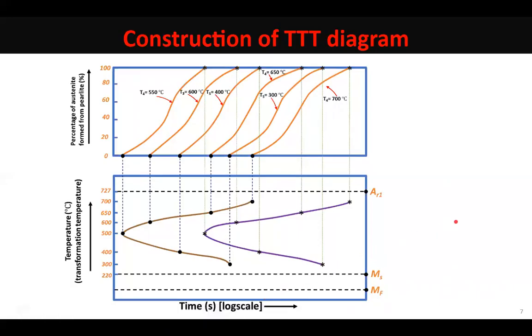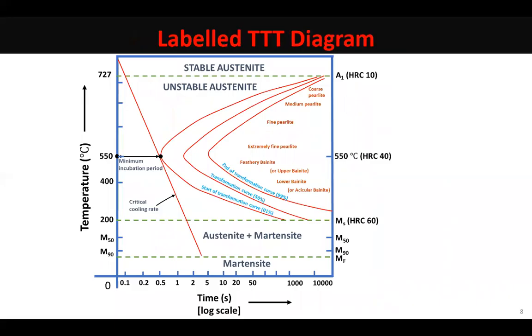Now let me show to you how the triple T diagram looks when we have completely constructed it. So students, this is the upper critical temperature of the steel, and you can see I have drawn a dotted line over here to show that above this, 100% austenitic structure is present in the steel, and this austenite that is present in the steel is completely stable. It neither decomposes nor has any urge to decompose. But then if you come anywhere below 727 and you have still not touched the start of transformation curve, austenite is still there in your steel, but that austenite is unstable.